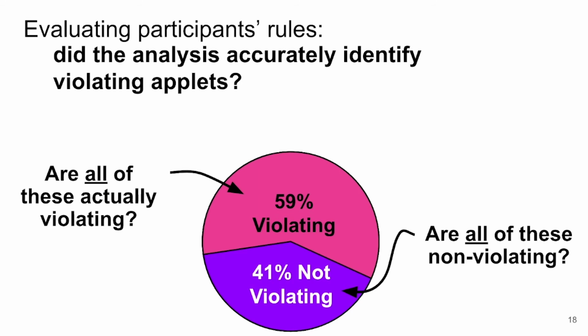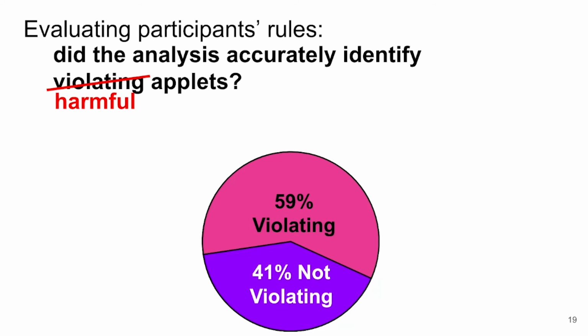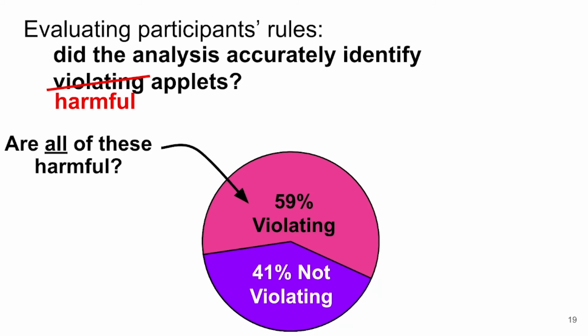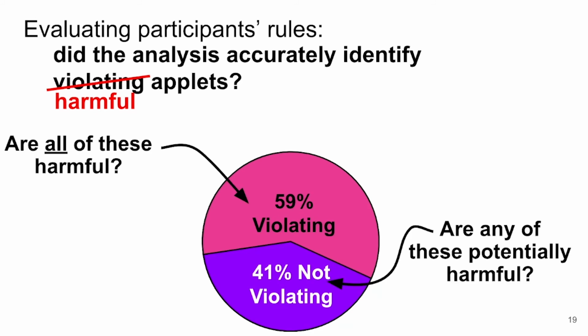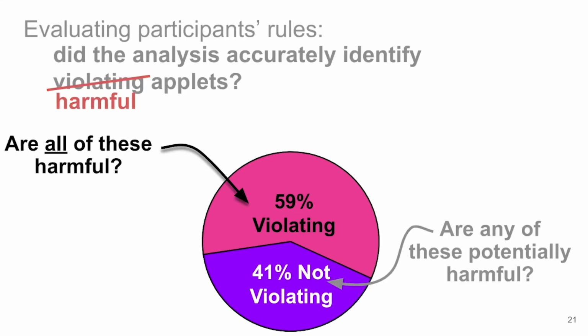But whether or not the analysis accurately identifies violating applets is only part of the picture. The end goal of the analysis is to accurately flag applets that are actually likely to lead to harms to users. That is, we wanted to really know whether all of the violating applets are harmful and whether any of the non-violating applets could be harmful. We found that no, not all violating applets are actually likely to lead to harm.